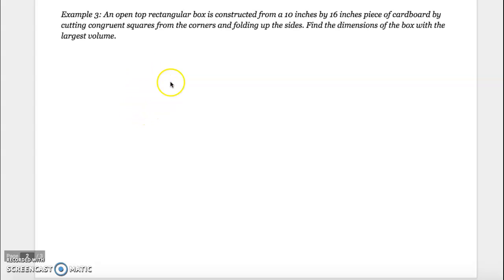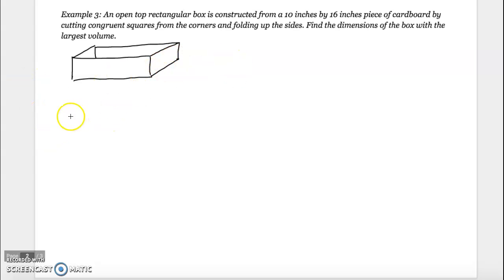Usually I show a visual of this in class, but you're going to end up with a box that looks like this. And it's open at the top, and basically how you got there was you started out with a piece of cardboard, and then you cut out the corners of it.